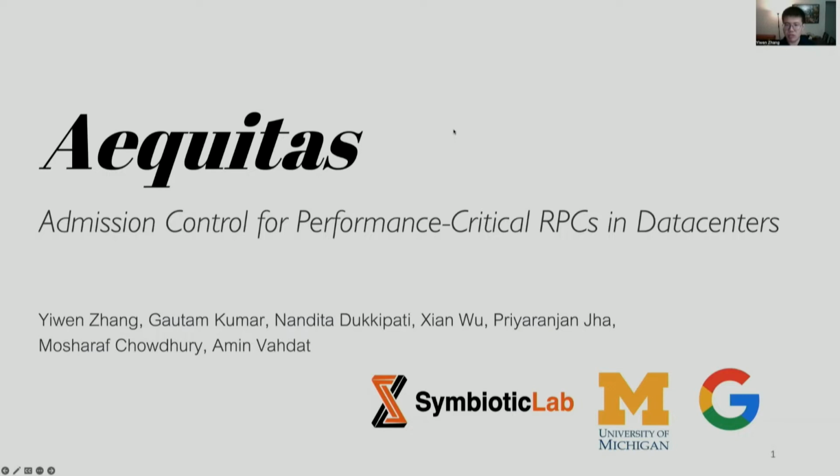My name is Yuan Zhang, and I'm from the Symbiotic Lab at the University of Michigan. Today, I'll be talking about our work, Aequitas, which is an admission control for performance-critical RPCs in data centers. This is a joint work with Google.